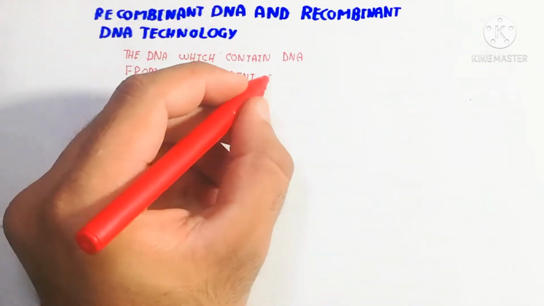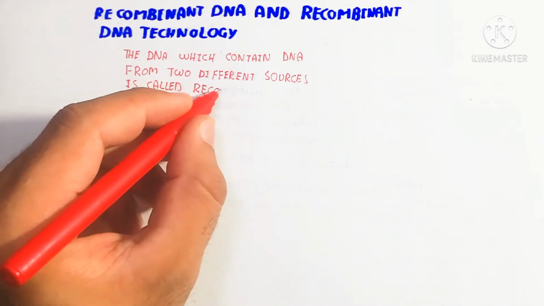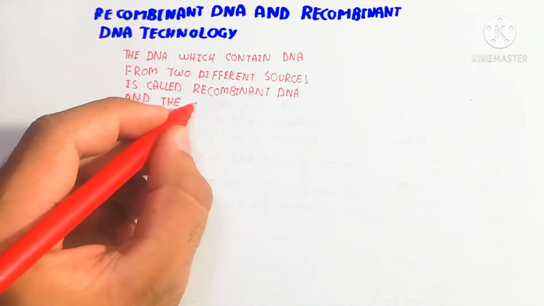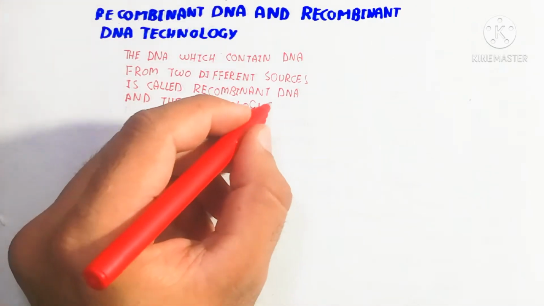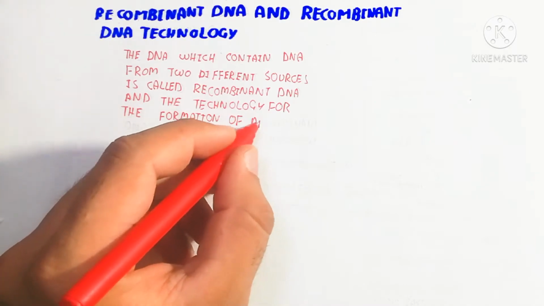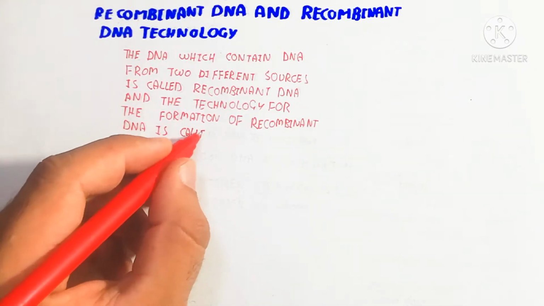For example, a segment of DNA is isolated from a human cell and inserted into the bacterial DNA as a plasmid. And the technology for the formation of recombinant DNA is called DNA technology.